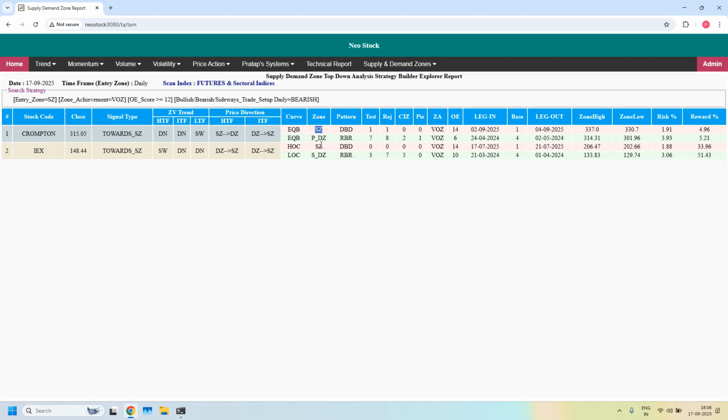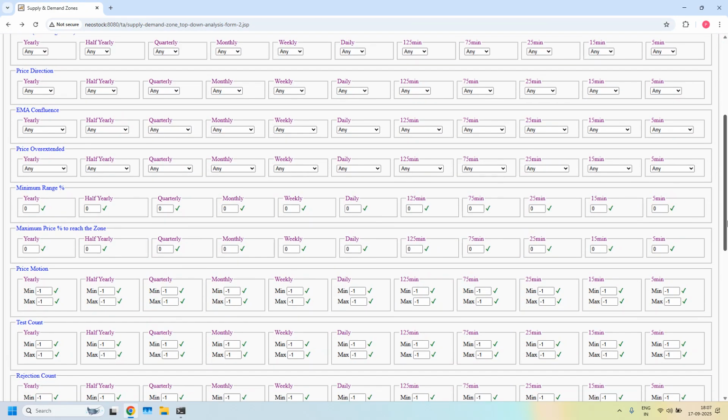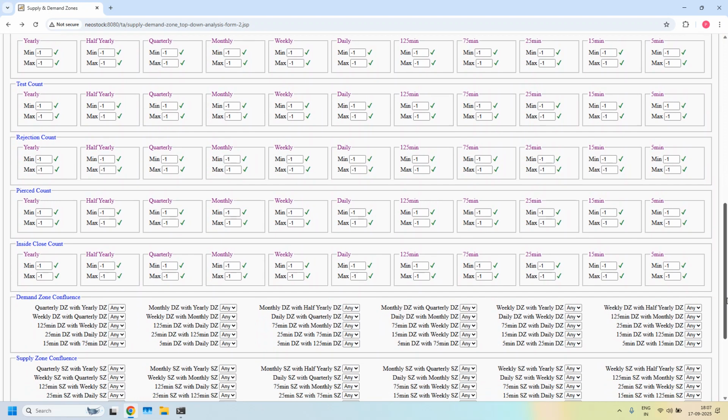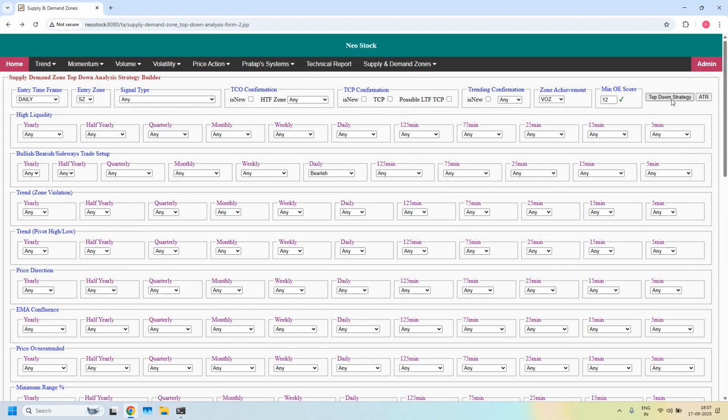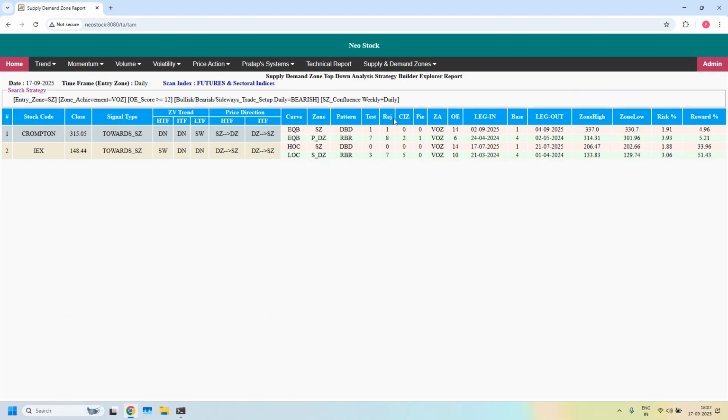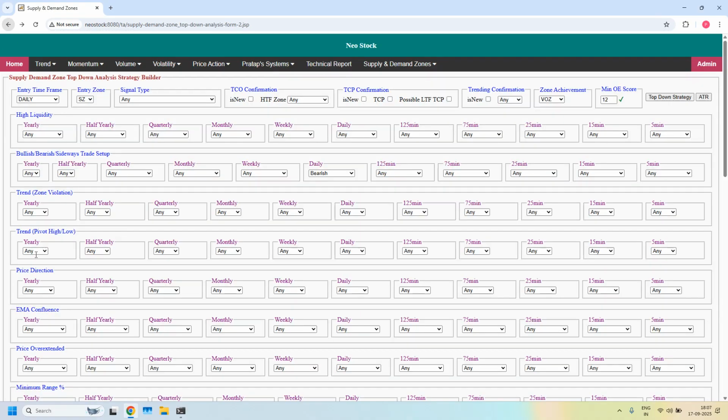Entry time frame zones are daily supply zones. First, let us verify LTF and ITF supply zone confluence. That is daily and weekly supply zone confluence on those two stocks. Both are having daily and weekly supply zone confluence for all the two supply zones. Next, we will filter, because weekly trend is a downtrend. Further filter with EMA confluence on weekly supply zone.